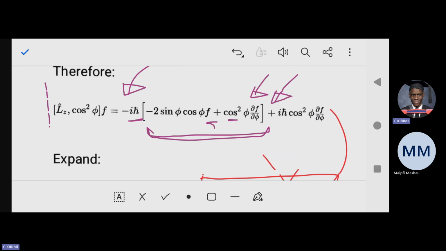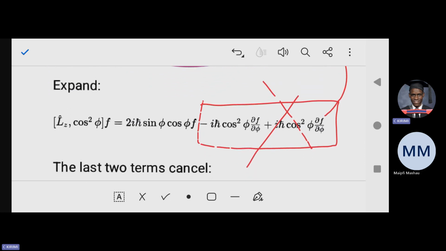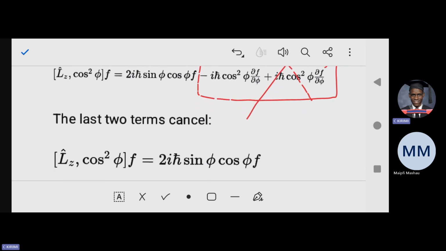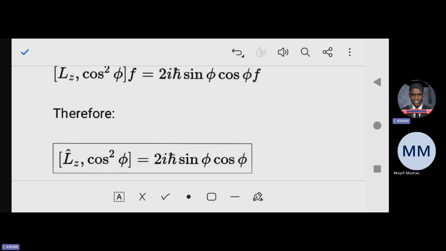Negative, negative, positive. Then you just expand the bracket. After you expand the bracket, negative, negative, negative i h bar, minus 2, you get a positive. Then that positive plus a negative. After you expand, you are going to get a negative cos squared phi partial f over partial phi plus that one. Then those two cancel out, but you still have f in front. Then the f should also disappear so that we are only left with the quantities that we need to prove. Then the solution is done.